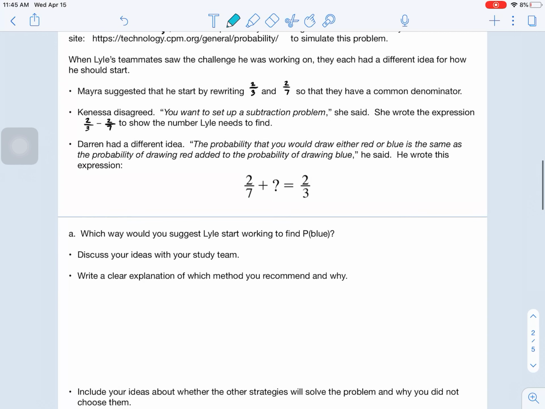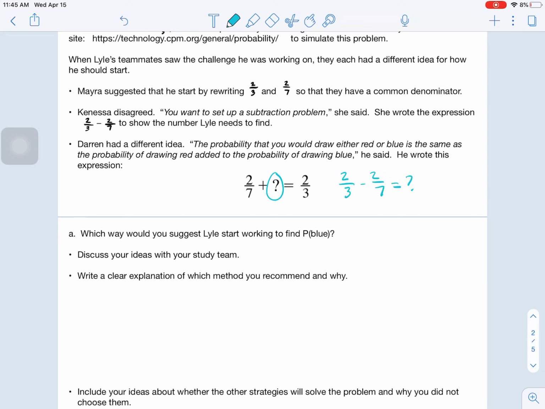So honestly, all 3 of those, they would work. You could start by doing common denominators. You could subtract 2/3 minus 2/7. And actually, if you do Darren's idea, when you're trying to find the missing value of an addition problem, you have to do 2/3 minus 2/7 to get that answer anyways. So all three of those options would work.